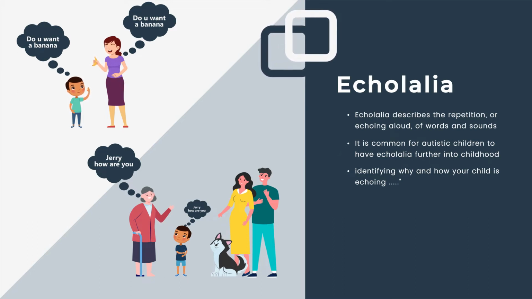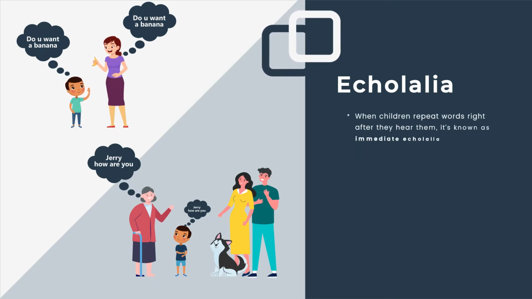They are repeating whatever is told to them, and we can get them treated by consulting a speech language pathologist. Echolalia can be immediate or delayed. Immediate echolalia happens when the child repeats immediately. That is, when you are saying, what is your name? The child will repeat, what is your name? That's how immediate echolalia happens.